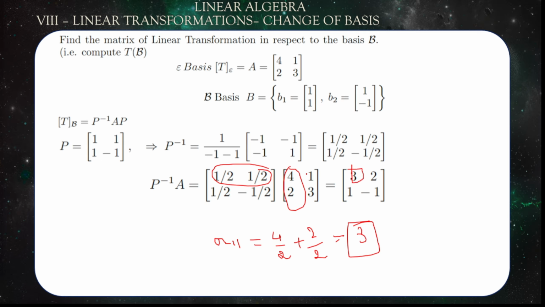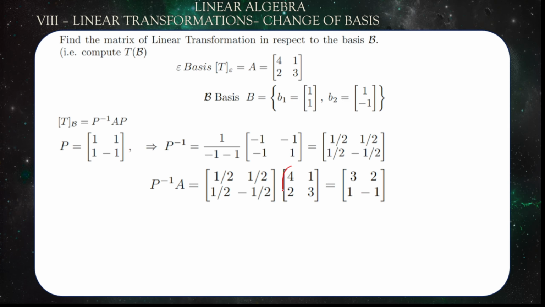Now let us check this one here. It is given by 1 half times 1 plus 1 half times 3. So 1 half plus 3 divided by 2, or 4 divided by 2, which is 2. So this is the result here. Let's clear it a little bit.